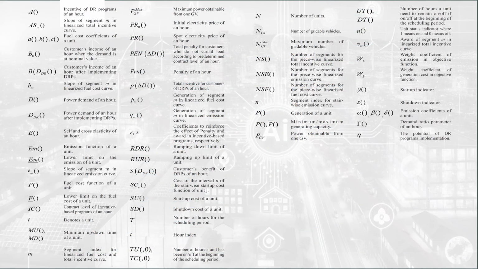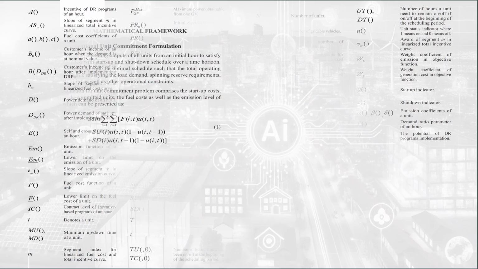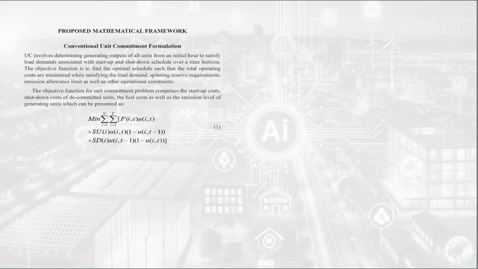The image presents the nomenclature of the mixed nonlinear programming model for UC in a smart grid, MNLP-UC. UC consists of determining the activities of all generating units, from an initial hour, to meet the load demands associated with the startup and shutdown program over a time horizon.